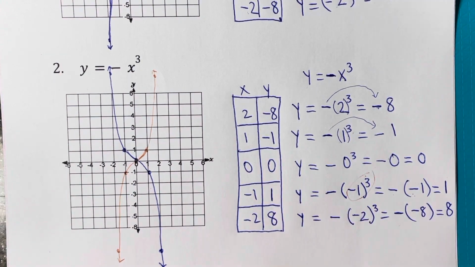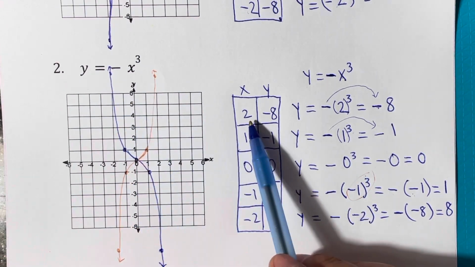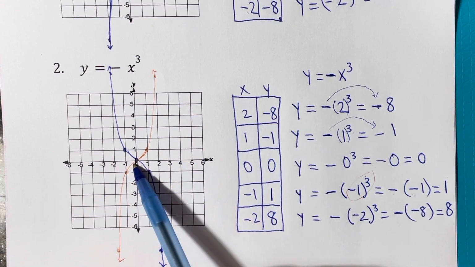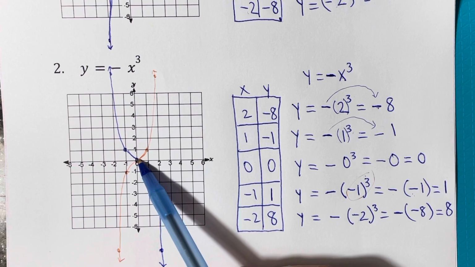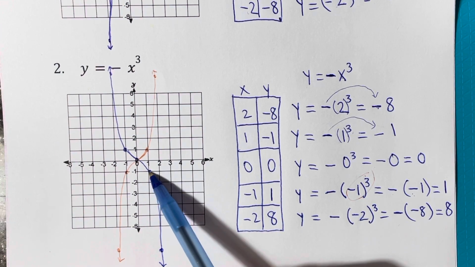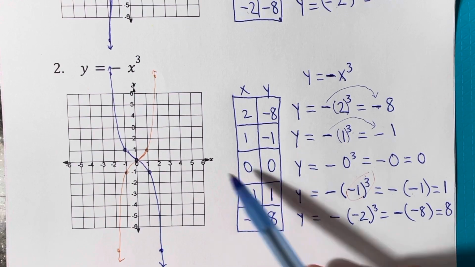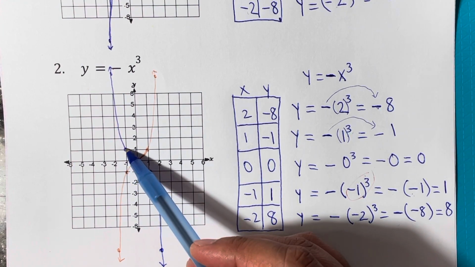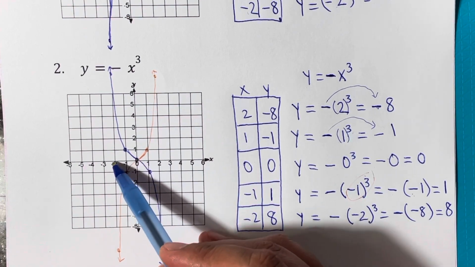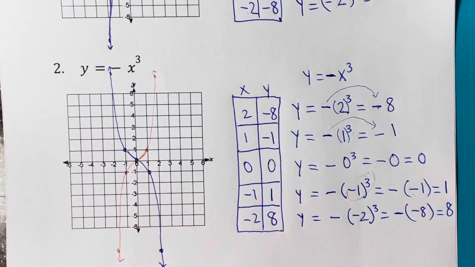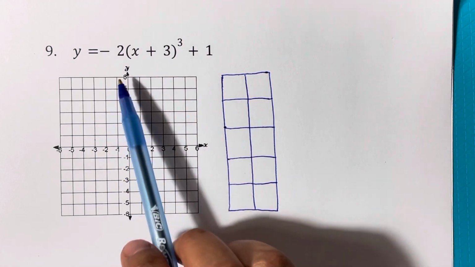And now let's check to make sure that we got the same thing with our mother graph. So (2, negative 8) is (2, negative 8). (1, negative 1), (1, negative 1) is right there. (0, 0) stays the same. Negative 1, 1: negative 1 on x, positive 1 on y. And negative 2, positive 8, negative 2, positive 8 is right there. So yeah, it matches.